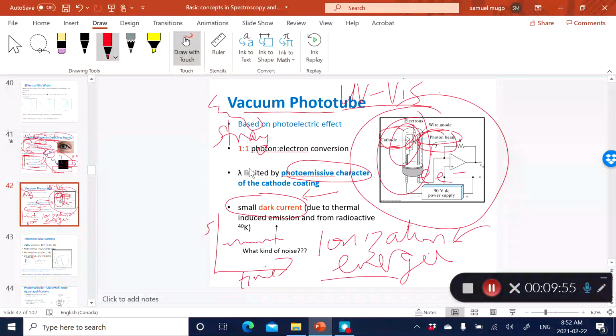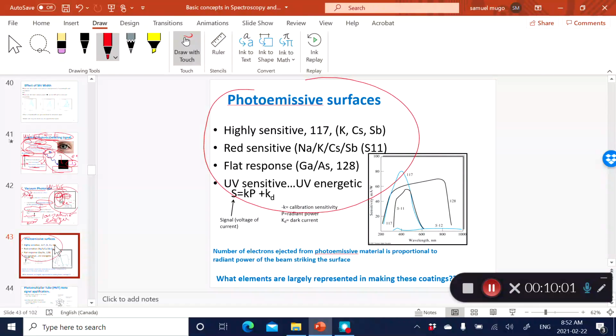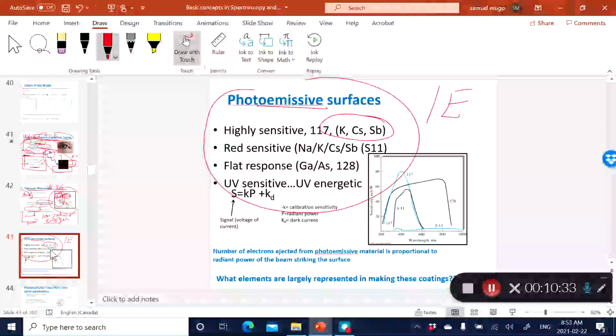with a vacuum phototube. I've already explained the types of photoemissive materials that are coated on the cathode. As I've said, most of them are alkali metals, things like potassium and cesium, and the alkaline earth metals as well. The reason, again, is that they have fairly low ionization energy, and they don't require a lot of light to cause electrons to be generated.